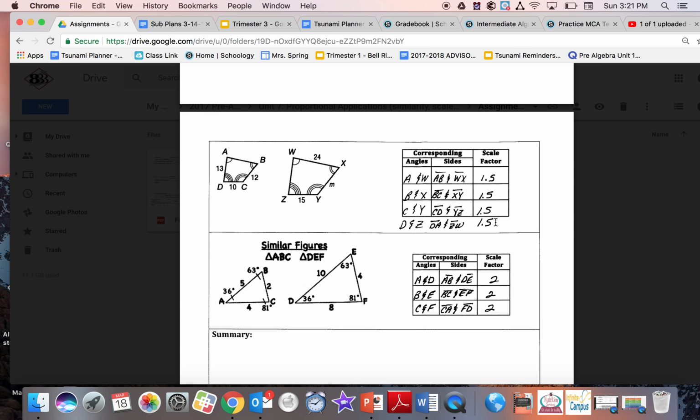Okay, so here we notice that the scale factor was indeed 1.5. I needed to add one more row there. And here it was also 2.